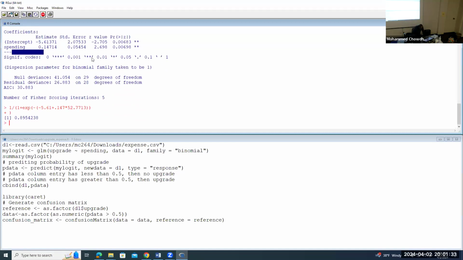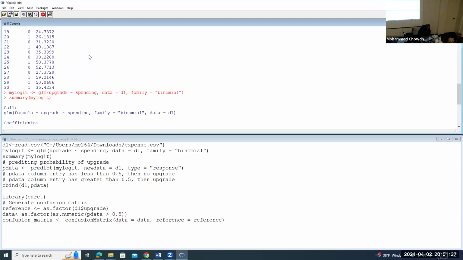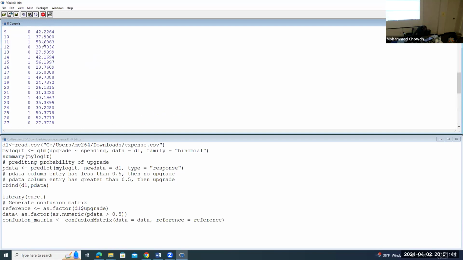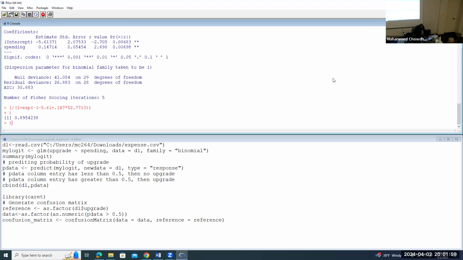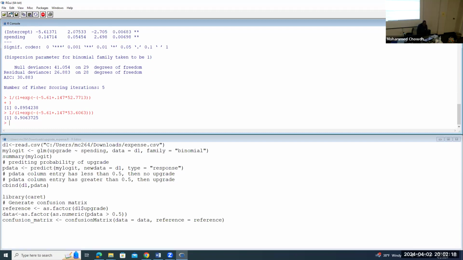Now, change another one. Suppose there is another one. 52 is not working. Let me see if there is another one. Are you seeing 53? See, 52 and 53 are very close, right? Now see, 53.6063, right? 0.90, right? 0.90 is close to 1. So that means this guy upgraded last year.